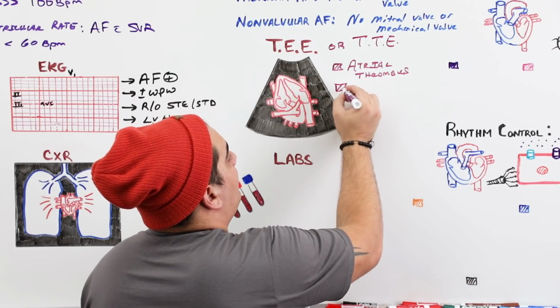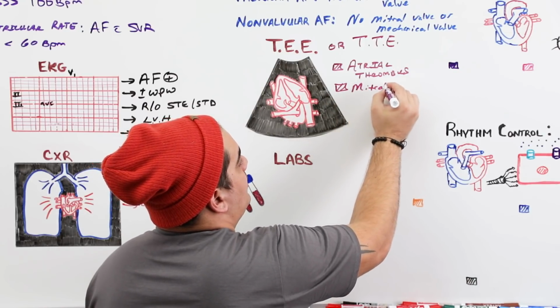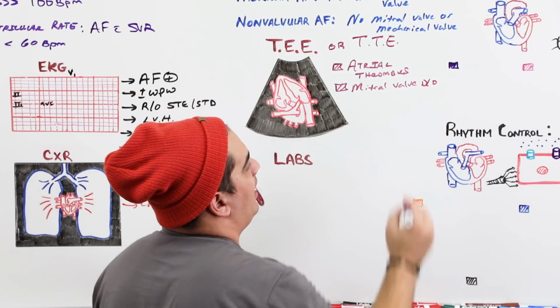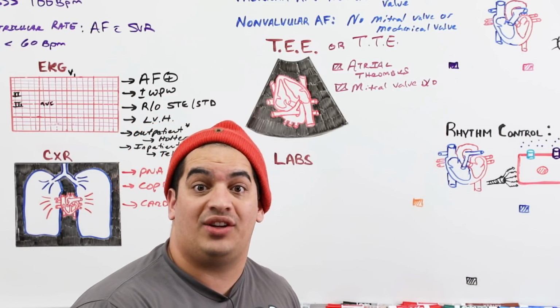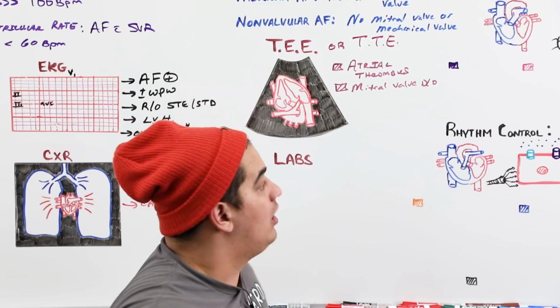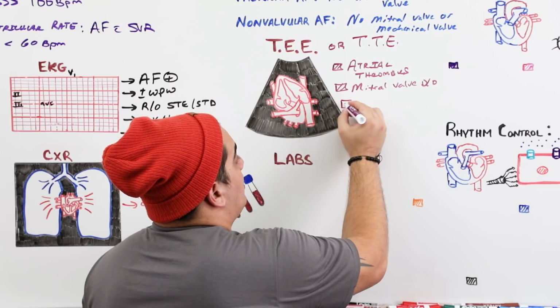Or it can tell you if there's any mitral valve issues. So is there any mitral valve disorder of some kind? Maybe they have a mitral valve stenosis. Maybe they have a mitral regurgitation. Maybe they have a mechanical valve and they didn't know it and you didn't know it, and it wasn't in their history. Who knows?